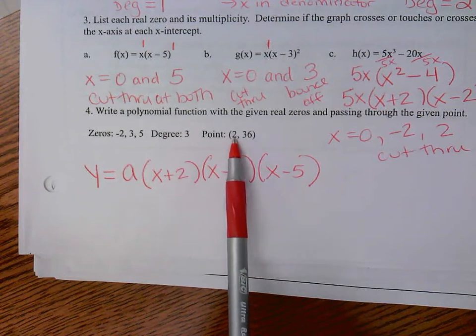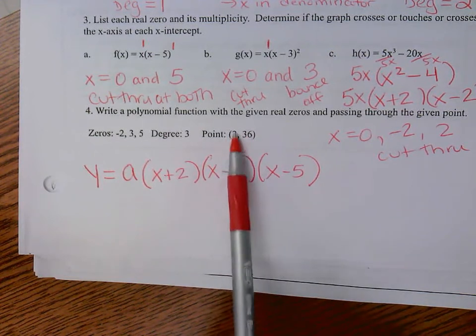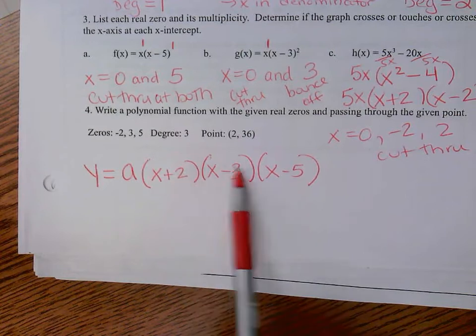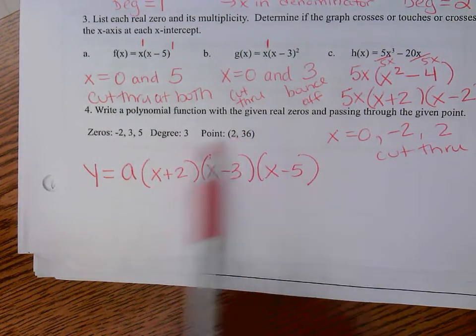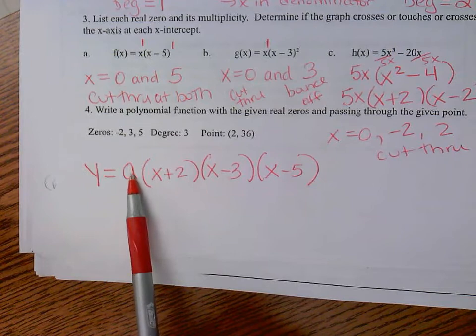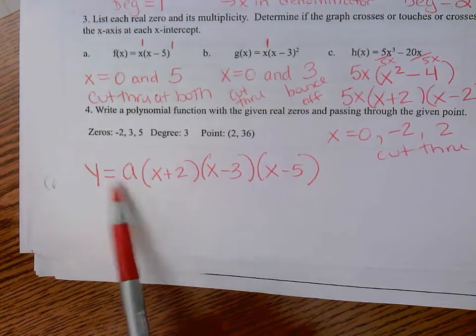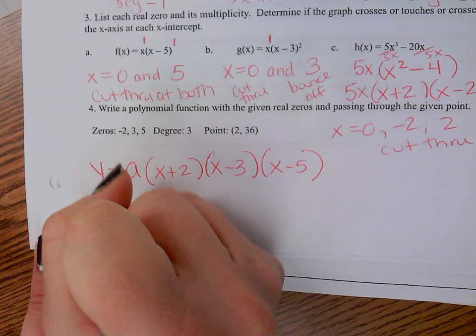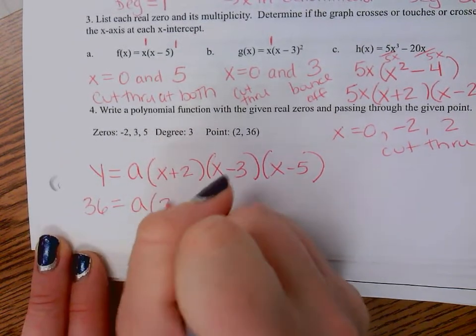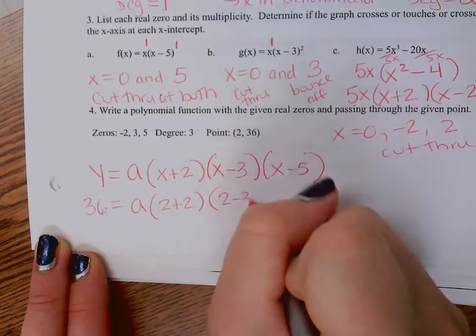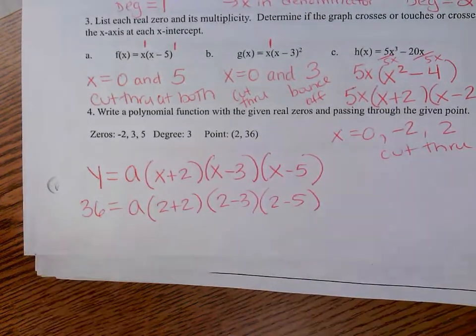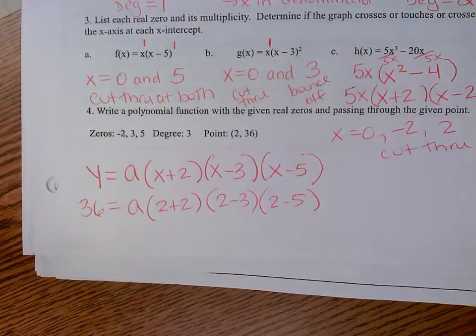I have the point 2, 36 to help with that. So I haven't used this point yet. So I'm going to plug in 2 for all the x's and 36 for the y value and see what a has to be. So if you have an x and a y, you can solve for the final variable there. So 36 equals a times 2 plus 2, 2 minus 3, 2 minus 5. So you solve for a. Multiply your constants together and divide to the other side, and it'll give you what a has to be. And a could come out as a fraction, a whole number, positive, negative.